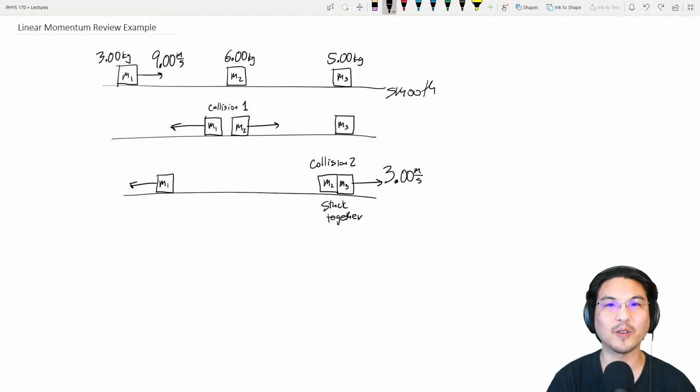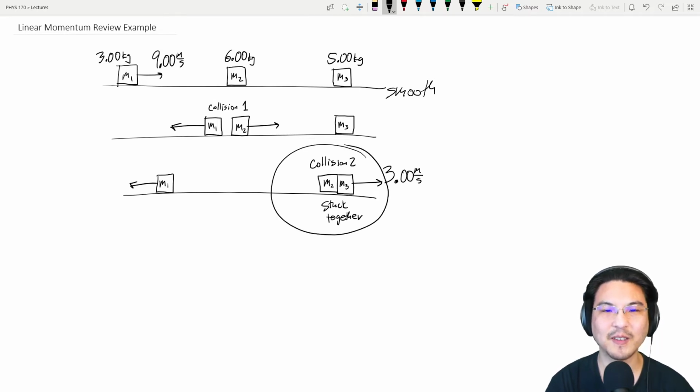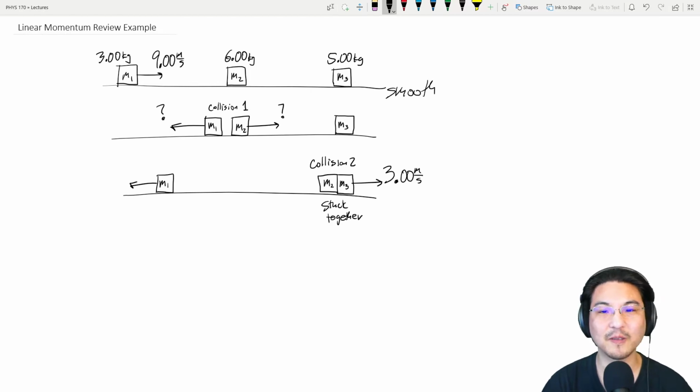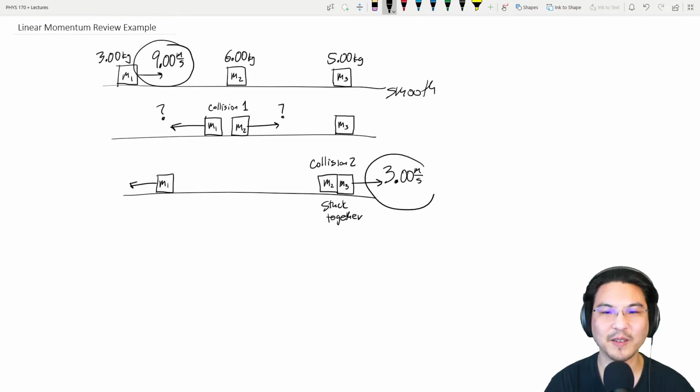Okay, so what's conserved? For this collision, momentum is conserved. For this collision, momentum is conserved. And we can't really assume energy is conserved anywhere in either collision. So for collision 1, let's try and figure out how fast the two blocks are going after that collision. We're given this velocity here and this velocity here, so before the first collision and after the second collision, and we want to know what went on in between.